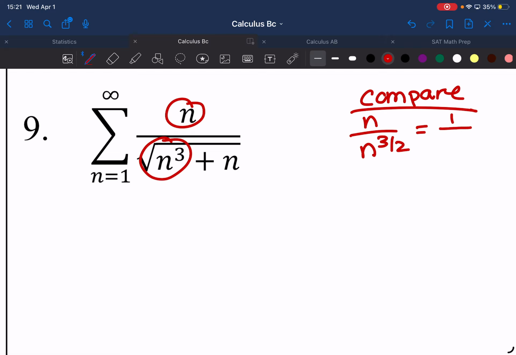1 over n to what power? 1/2. Positive? Yes. Just kidding, just testing you. It's because I have it written like this on my paper. That's why. Yes, positive. April Fools, right?